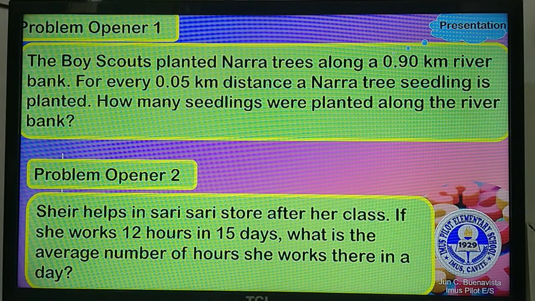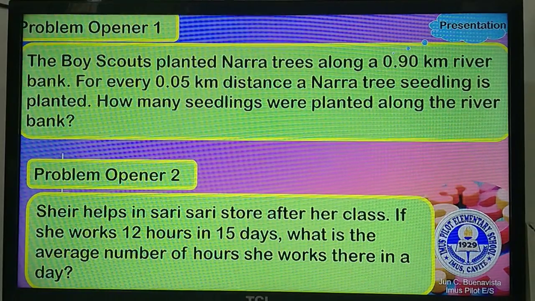Okay. For our problem number 2, for our lesson number 2, we have Shire helps in a sari-sari store after her class. If she works 12 hours in 15 days, what is the average number of hours she works there in a day? Ayan, so we're going to analyze the problem. What is asked? The average number of hours that Shire works in a day. So what are the given facts? We have 12 hours and 15 days.